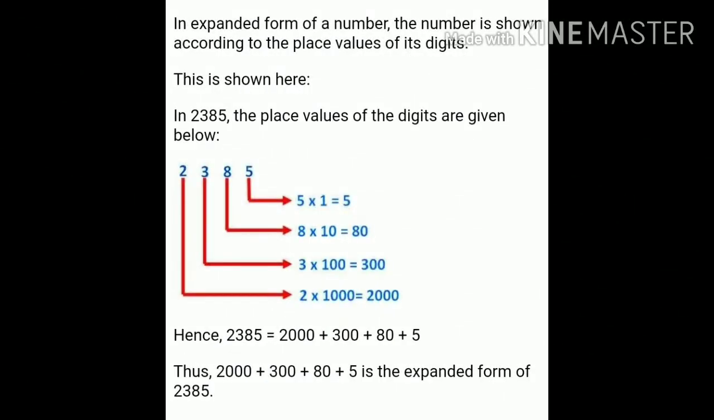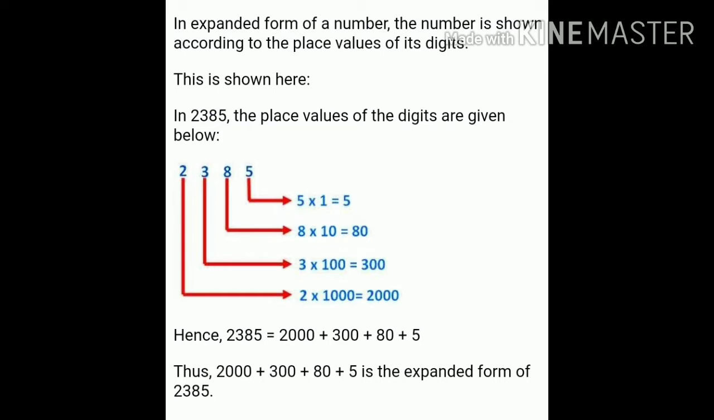Hello students, we are going to discuss number work. Today's topic is the expanded form of a number. The number is shown according to the place value of its digits. There is one example, 2385. By using the place value of each digit, we can find the expanded form of a given number.